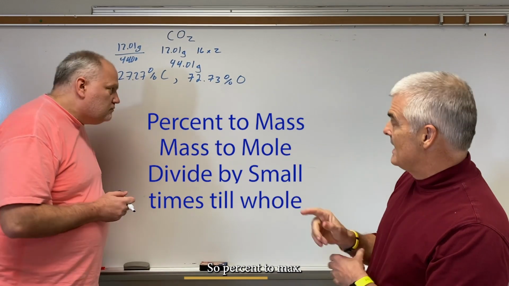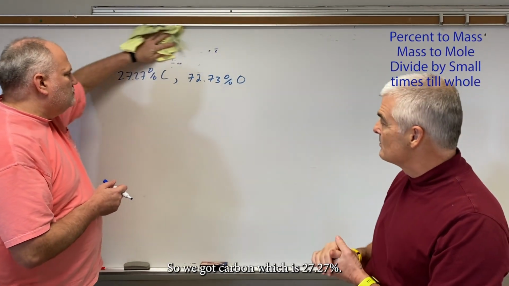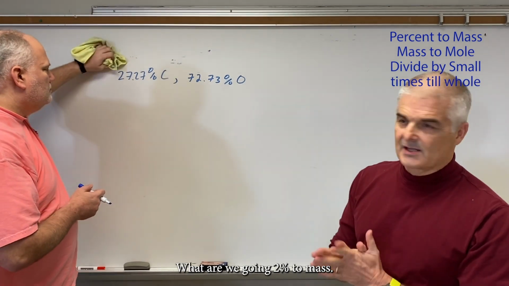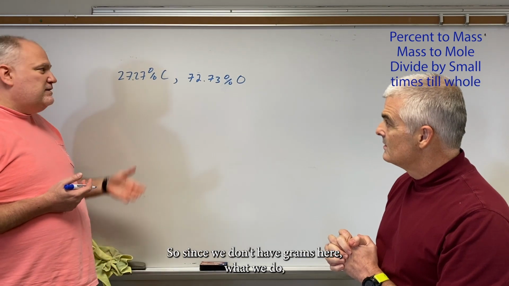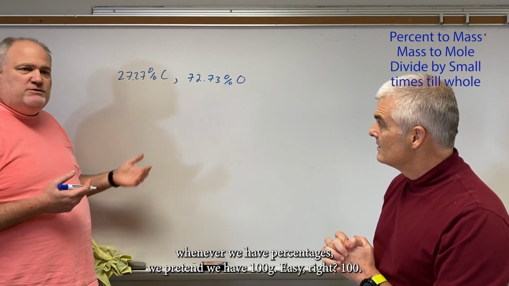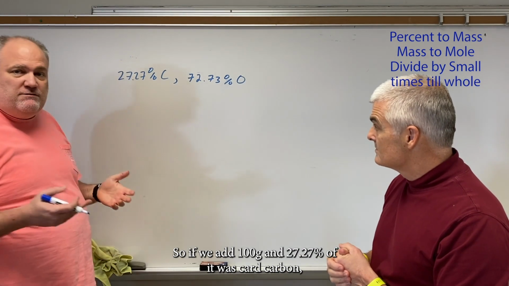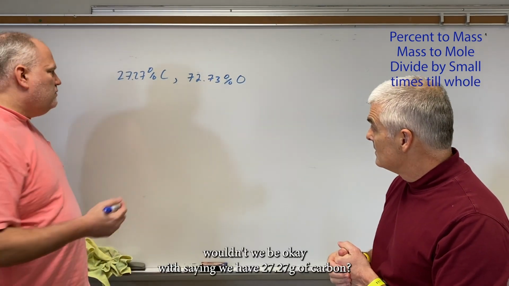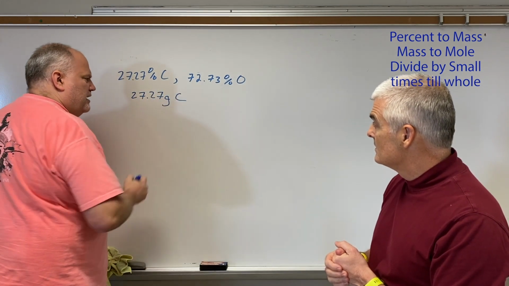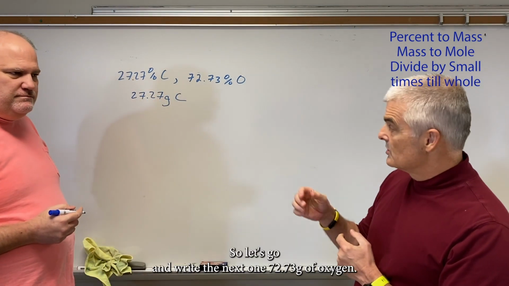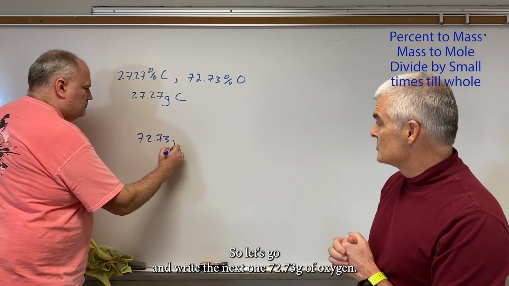So percent to mass. We want to find the percent to mass from here, right? So we got carbon, which is 27.27%. Percent to mass, what does that mean? Well, it means we want to figure out the number of grams we have. Since we don't have grams here, whenever we have percentages, we pretend we have 100 grams. Easy, right? If we had 100 grams and 27.27% of it was carbon, wouldn't we be okay with saying we have 27.27 grams of carbon? This is just a trick, a Jedi trick. And let's write the next one, 72.73 grams of oxygen.